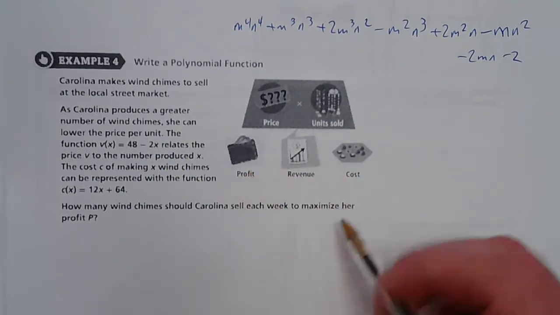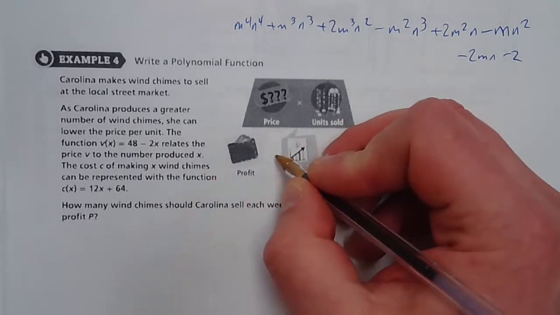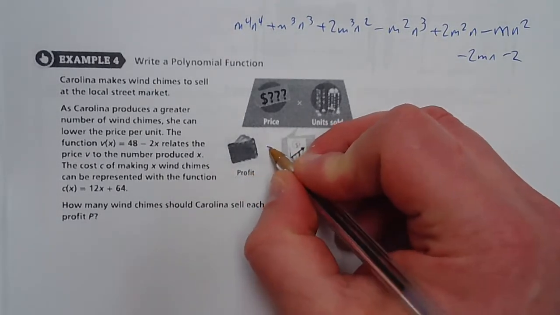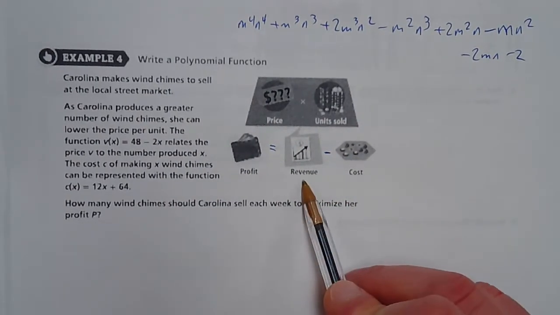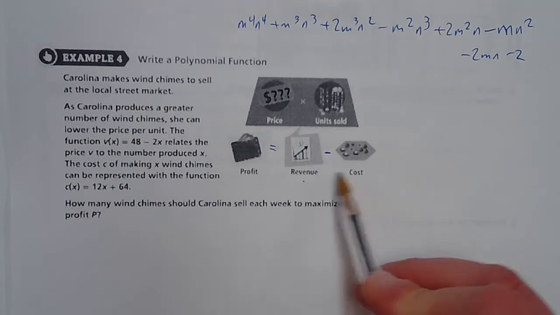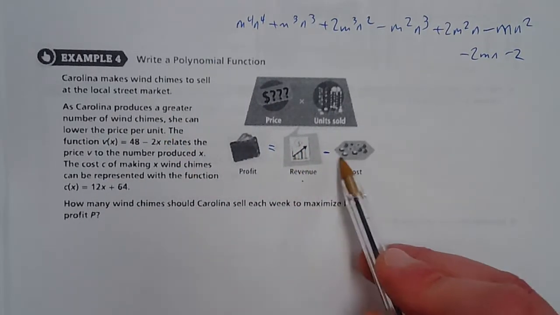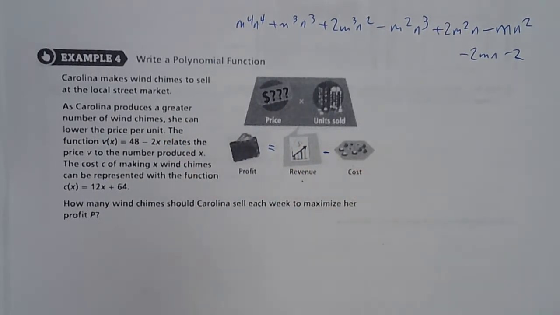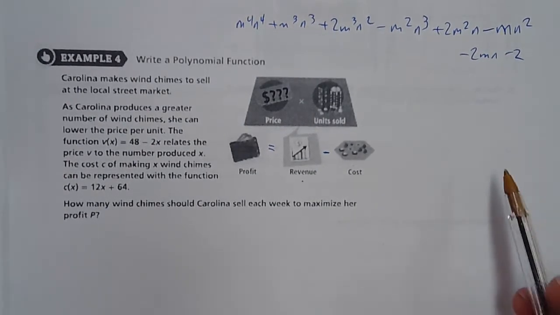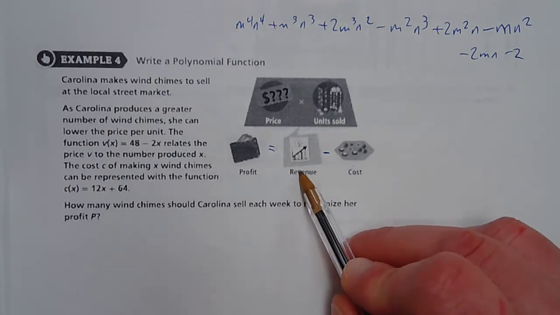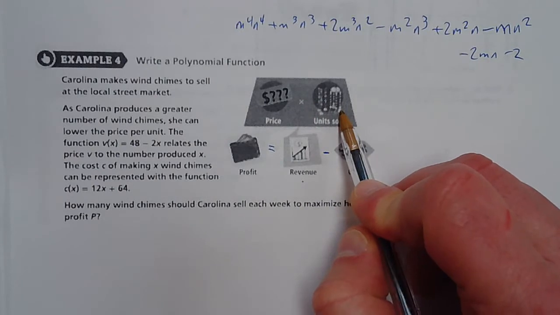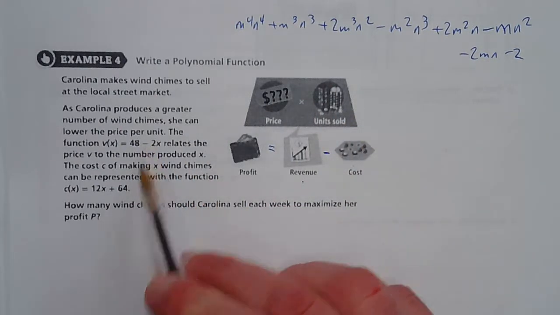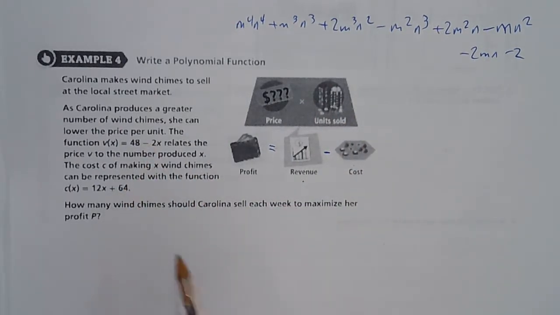First off, the way a company calculates profit is your profit is equal to your revenue minus your cost. In other words, the money coming in minus the money going out. The money you're getting in by selling the wind chimes minus the cost for you to produce the wind chimes, which makes sense. That's how you calculate how much money you're making. Also, your revenue is going to be whatever price you charge for them times however many you sell. So what they're doing here is setting up the equation, and then we're going to figure out how to answer this question.